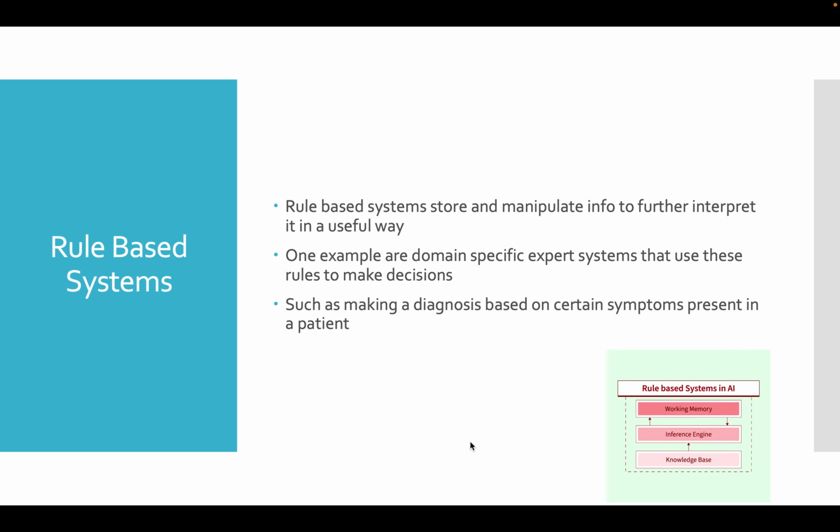Rule-based systems store and manipulate information to further interpret it in a useful way. One example of this is a domain-specific expert system, which uses these rules to make decisions. One specific example would be a diagnosis based on certain symptoms present in a patient, and I've included an infographic to show that it takes this base of knowledge that a human feeds into it, it interprets it, inferences it, and then that transforms into its working memory. And these two steps can go back and forth as often as needed to further improve this working memory.